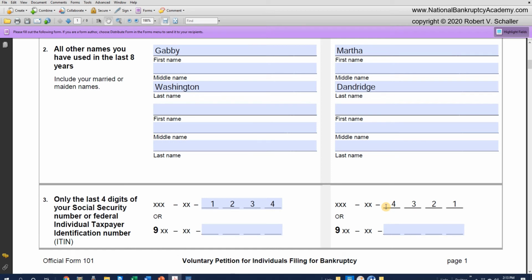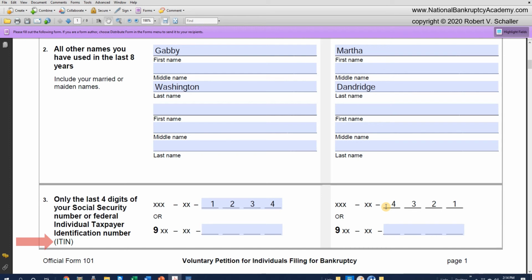Now notice that question 3 says to list the Social Security or Individual Taxpayer Identification number. So what is an ITIN number? Well, the Individual Taxpayer Identification Number is a 9-digit number issued by the U.S. Internal Revenue Service to individuals who are required for U.S. federal tax purposes to have a U.S. taxpayer identification number, but who do not have and are not eligible to get a Social Security number.